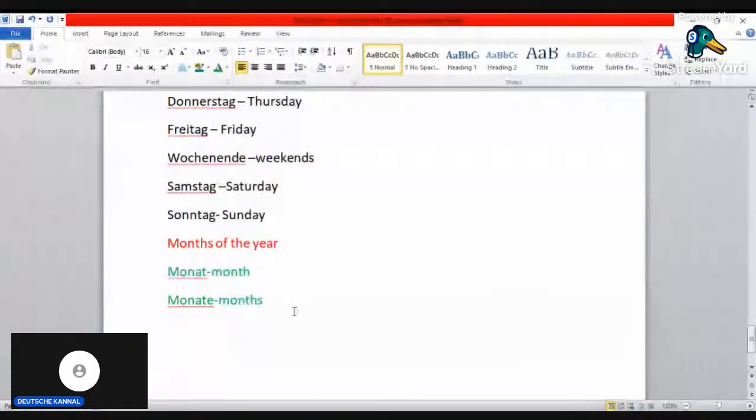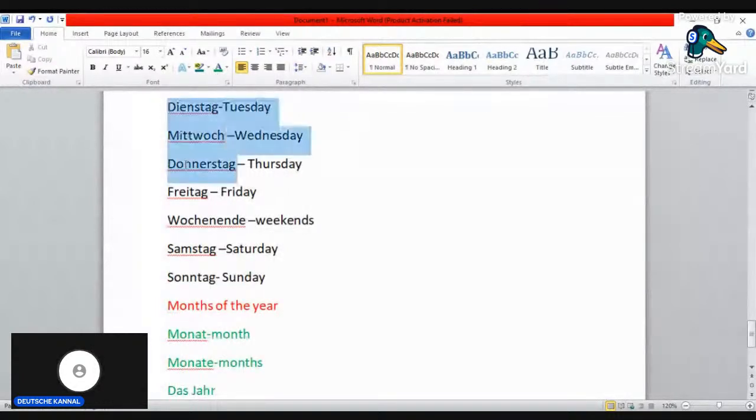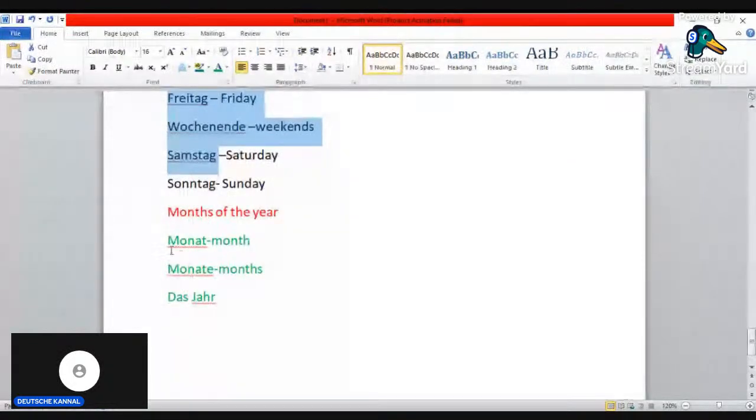In English, capital letters are normally for proper nouns, the names of a person or a place, but in German it's every single noun. A table has to start with a capital letter. So the days of the week must start with a capital letter. Also the months have to start with a capital letter. Das Jahr means year, and in German there are articles which we'll learn later, and this das is one of the articles.